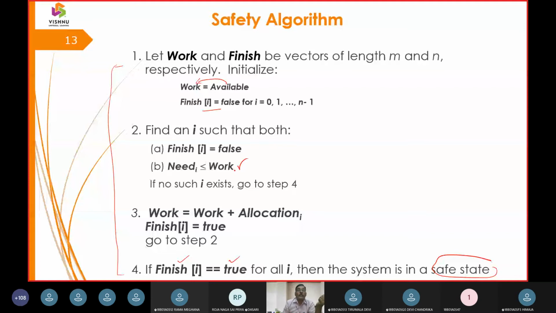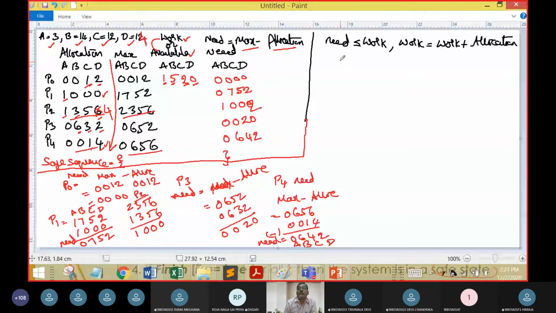Okay, fine, the condition is true. What do I have to do? You have to say work equals work plus allocation. If need is less than or equal to work, I say work equals work plus allocation. So now let us start the algorithm and derive a safe sequence, and see how we can generate it.